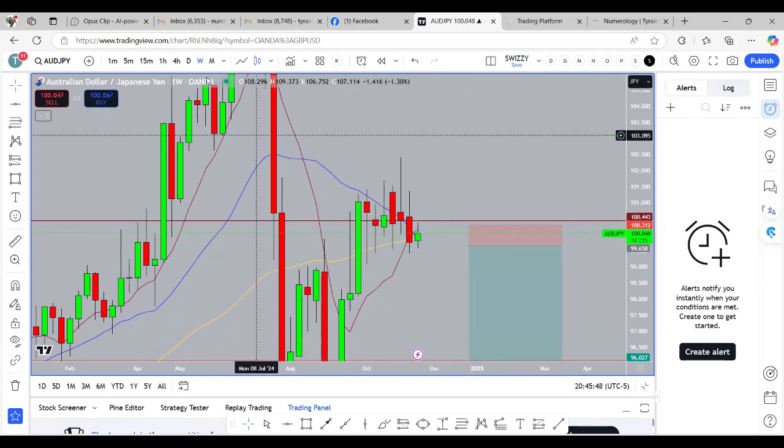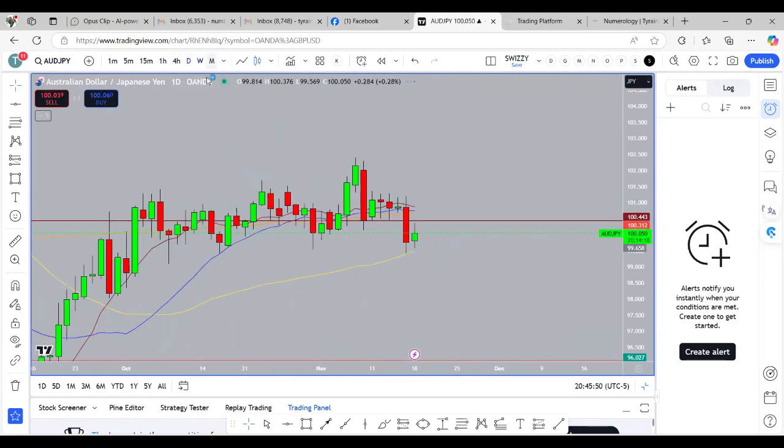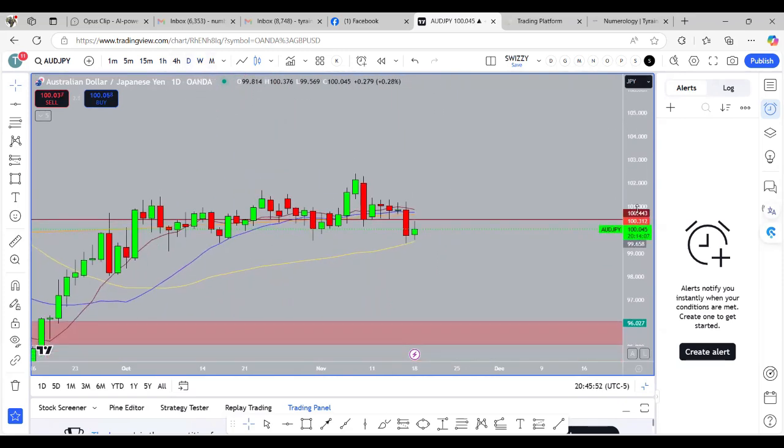This is the weekly. On the daily, this is what it looks like. So it broke this zone, came back to retest. So hopefully it'll continue to drop. I'm already in this. I got in up here. I got in again down here.